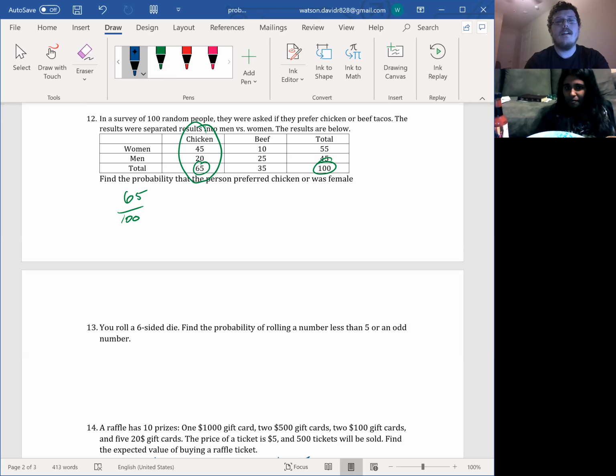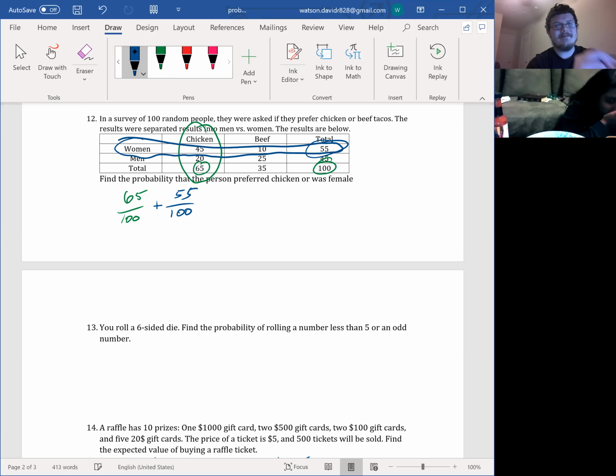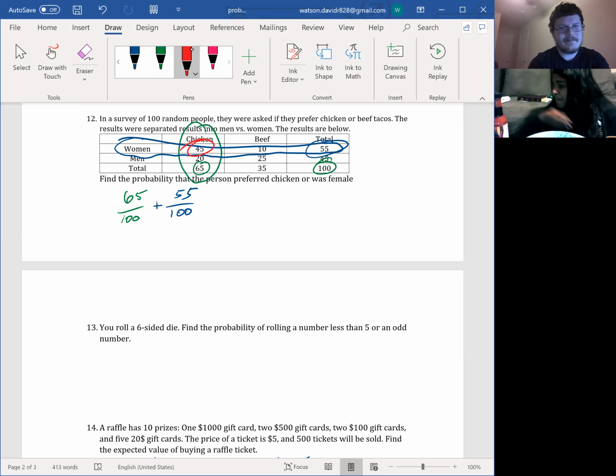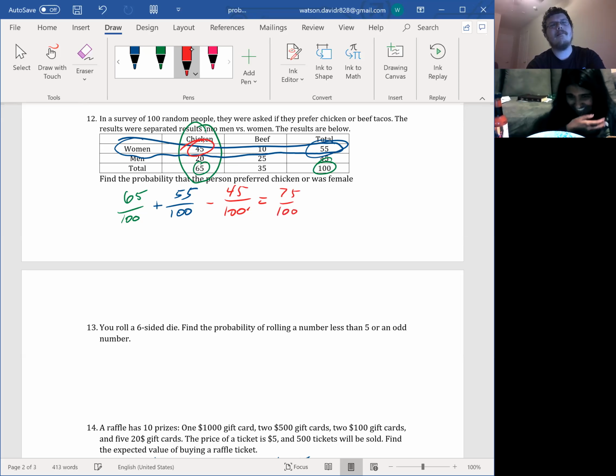Or was female. So women, 55 plus 55 out of 100. But if I circle that, there's an overlap. You gotta subtract the overlap. So the overlap is 45. So minus 45 over the 100 equals what, 75 over 100? Which would be 0.75.